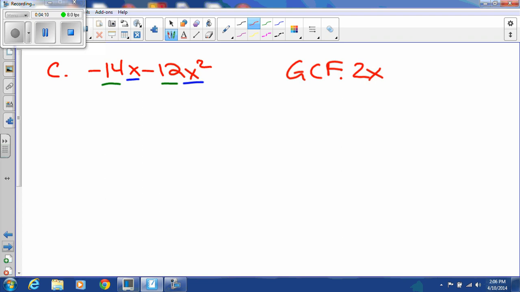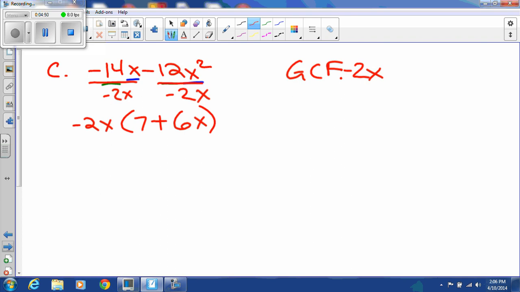However, if you'll notice, we have a negative and a negative. So instead of dividing by a positive 2x, we're going to pull out or divide by a negative 2x. We're dividing the first term by negative 2x and the second term by negative 2x. That's the number we pull out front. What's left inside is the quotient of negative 14x divided by negative 2x, which will be 7. And negative 12x squared divided by negative 2x is a positive 6x, because a negative divided by a negative is a positive.